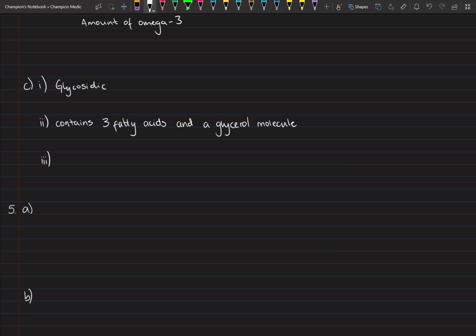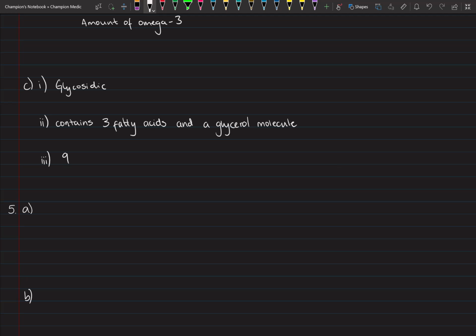The next question is asking us how many molecules of water would be produced when 1 molecule of olestra is formed. So this question is actually quite a tricky question, though it's only 1 mark. To work out the answer of 9 molecules of water, you need to look at the diagram that they've given you of olestra on your paper.